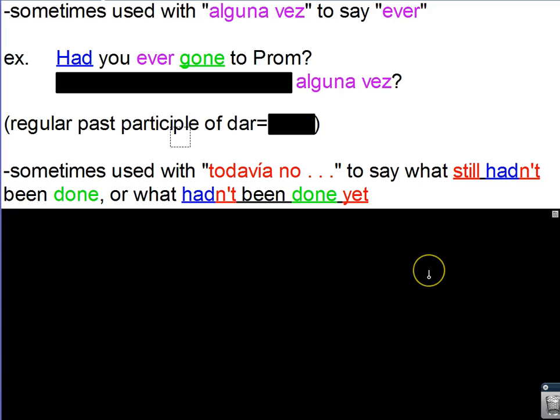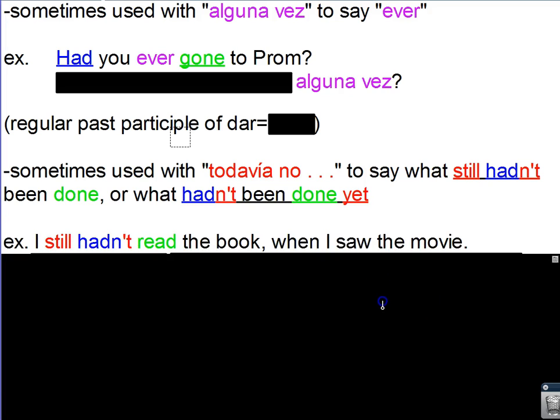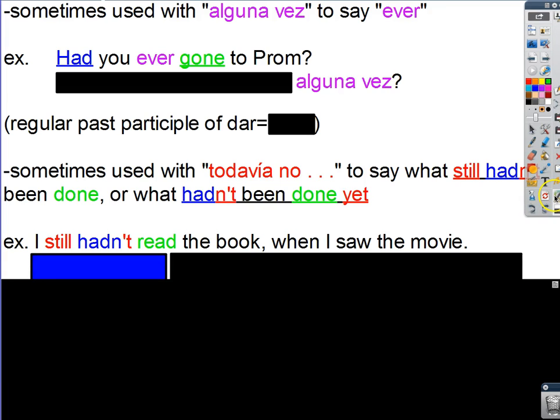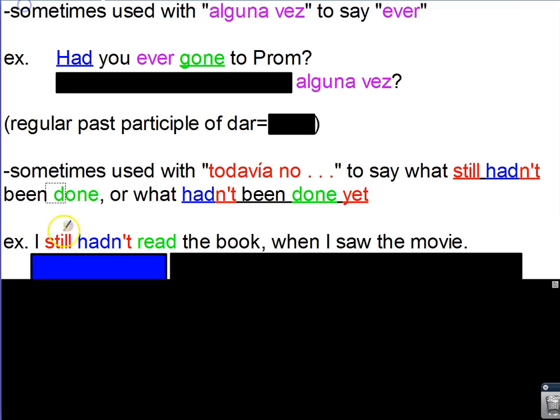Just like the present perfect, the pluscuamperfecto is sometimes used with todavía no to say what someone still hadn't done or what hadn't been done yet. Like, I still hadn't read the book when I saw the movie. And let's see, I'm going to give you a little bit of this one as well and ask you to fill in the rest on your own. So the start of this sentence would be yo todavía no.